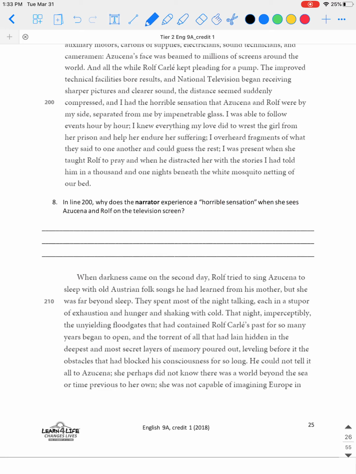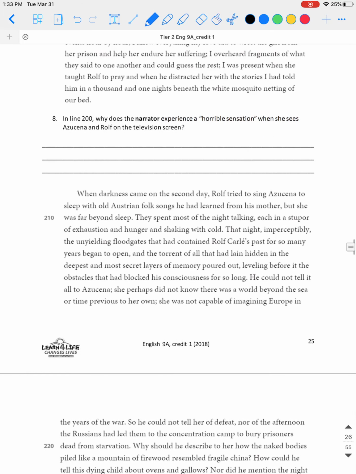I knew everything my love did to wrest the girl from her prison and help her endure her suffering. I overheard fragments of what they said to one another and can guess the rest. I was present when she taught Rolf to pray and when he distracted her with stories I had told him, 1,001 nights beneath the white mosquito netting of our bed.